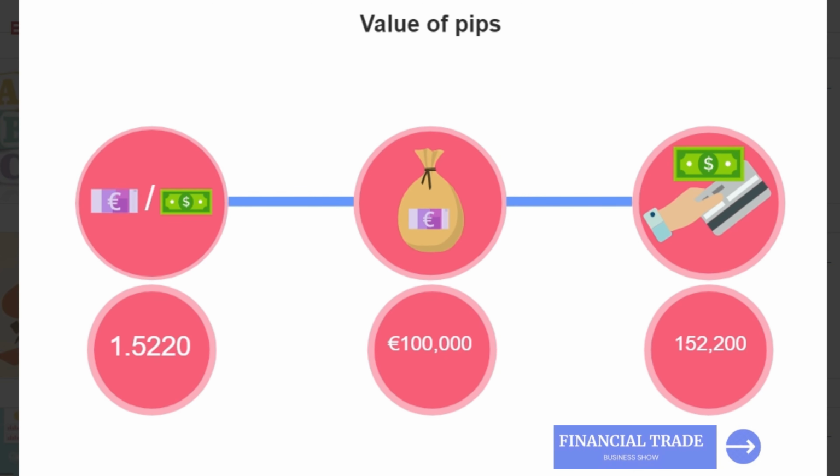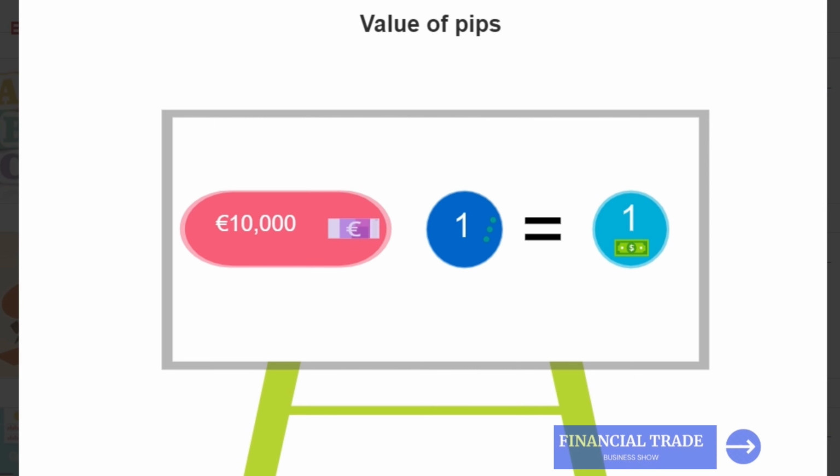A second passes and the exchange rate rises to 1.5221. By how many pips did the exchange rate rise? By 1 pip. And what is the current value of 100,000 euros? 152,210 US dollars, which is $10 more. The value of 1 pip in a transaction of 10,000 euros is 1 US dollar. In other words, in a transaction of 100,000 euros, each pip has a value of 10 US dollars. And in a transaction of 1 million euros, 100 US dollars.